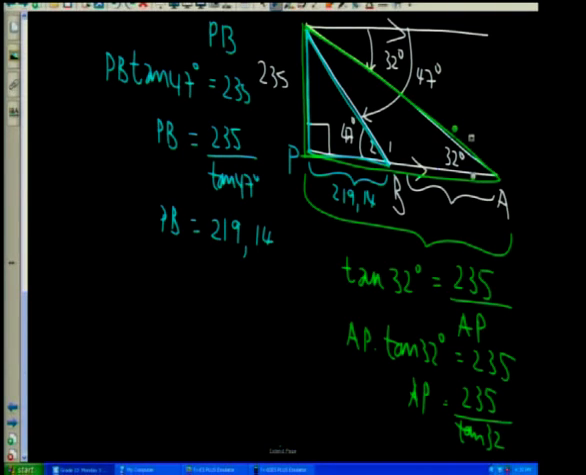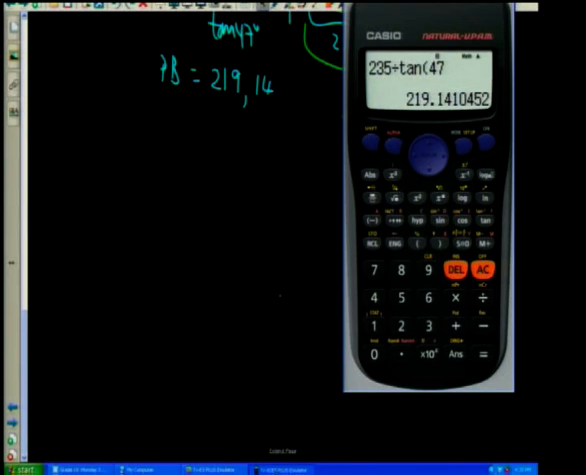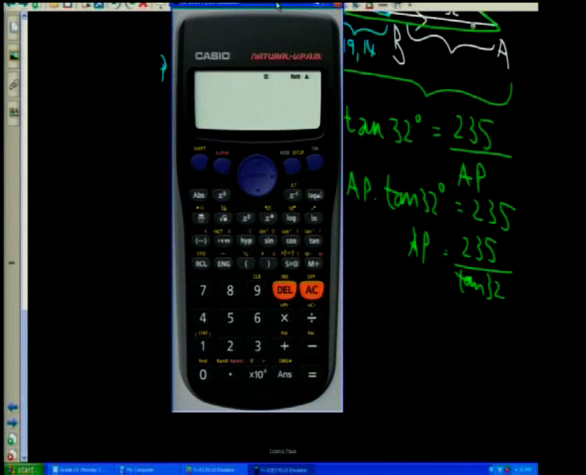So we now have, on our calculator, 235 divided by tan 32, giving us 376,01.